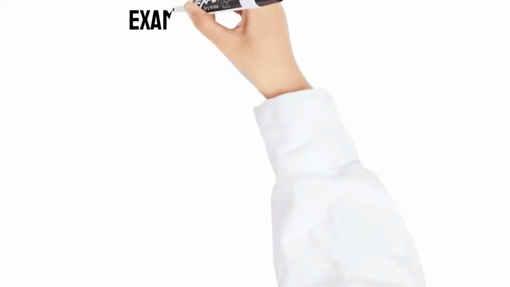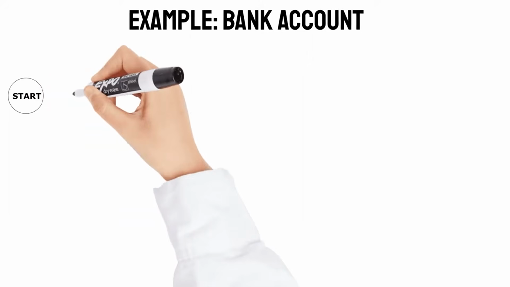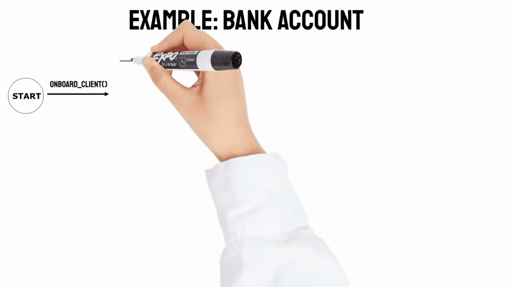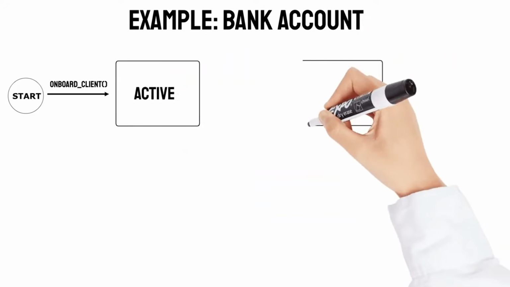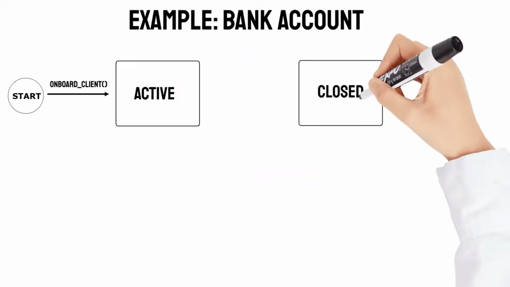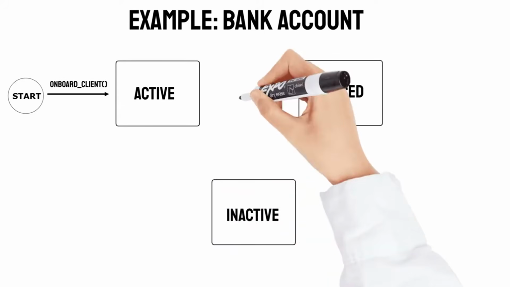Then jumping to the state diagram. Let me explain this one with an example. Let's imagine you have a data object, a bank account. Whenever a bank account gets created, so you're onboarding a client, a bank account has a status or a state, active. And of course, there are other states a bank account can be in.